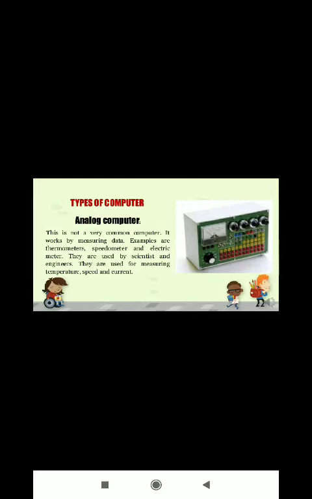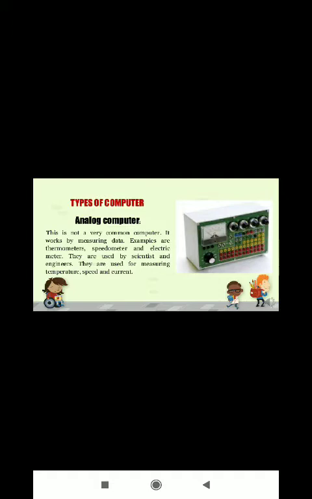As you see in this picture, this is not a very common computer. It works by measuring data. An analog computer is a computing device that works on a continuous range of values. The result given by the analog computer will only be approximate since it deals with quantities that vary continuously. It generally deals with physical variables such as voltage, pressure, temperature, speed, etc.